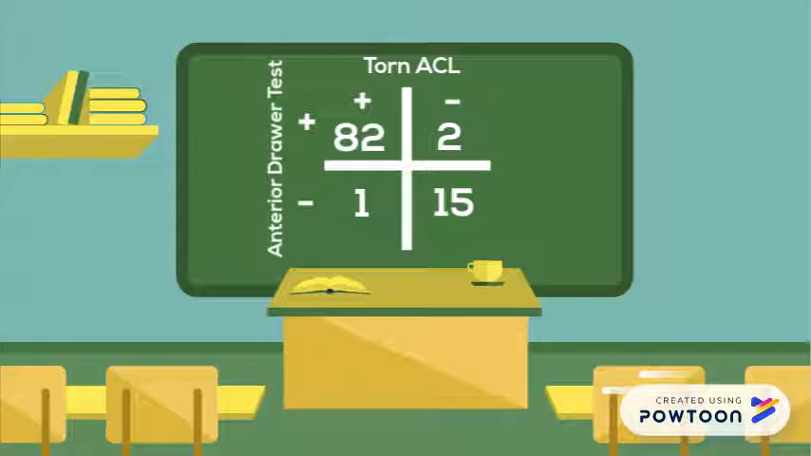On the left side, you can see the label that represents anterior drawer test, which is a test that predicts a torn ACL. The patients that are under the positive sign tested positive during the anterior drawer test. The patients under the negative sign did not test positive during the anterior drawer test. Now, looking at the top left corner, patients under the positive ACL and positive anterior drawer test are the true positives.